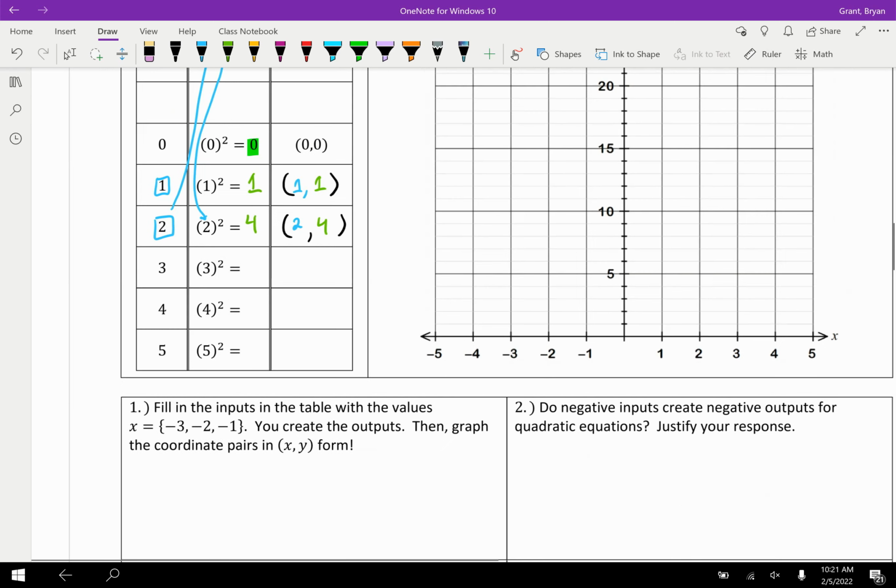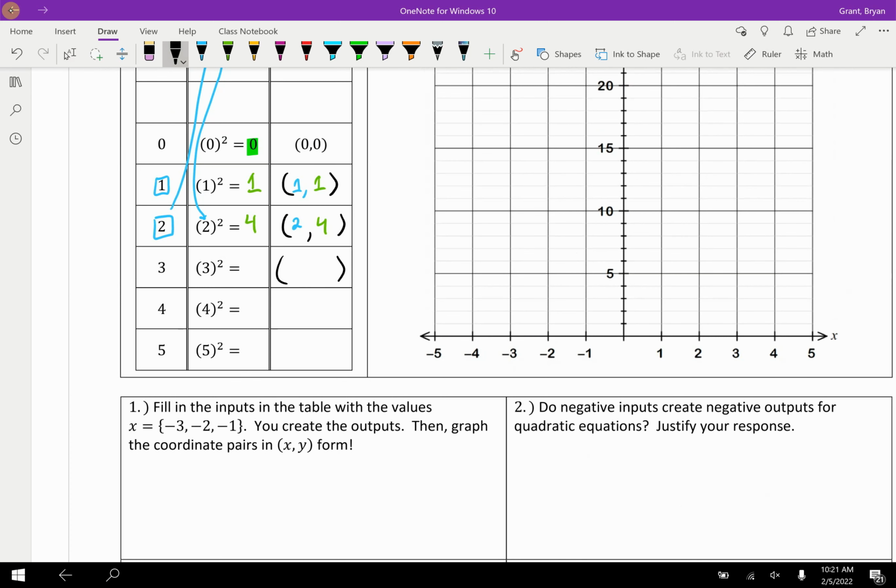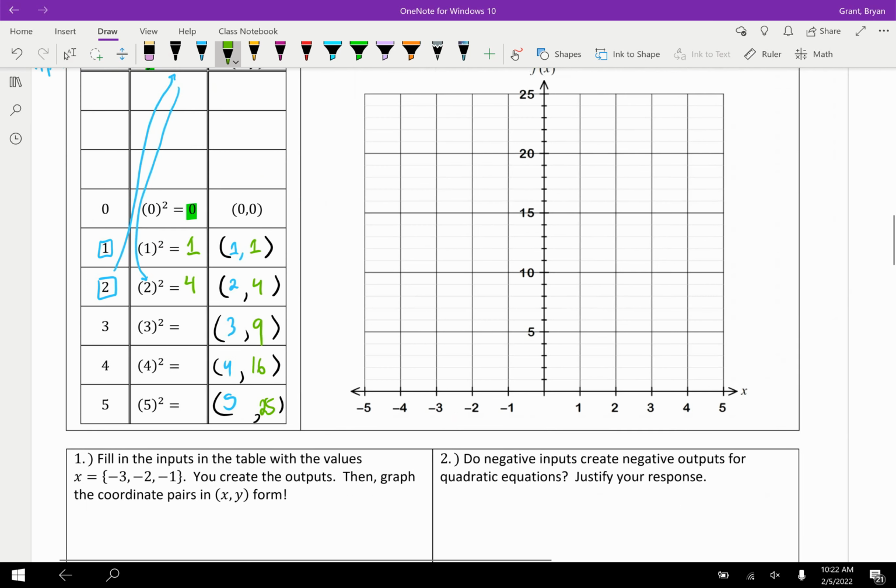All right, well, hopefully you got everything done. I'm not going to run through the math on the rest of these. That would be doing you a disservice, but I am going to quickly fill these in. Inputs, 3, 4, 5. Outputs, we had to square each of those. And then we had to go through and graph. And I'll just graph in blue for now.